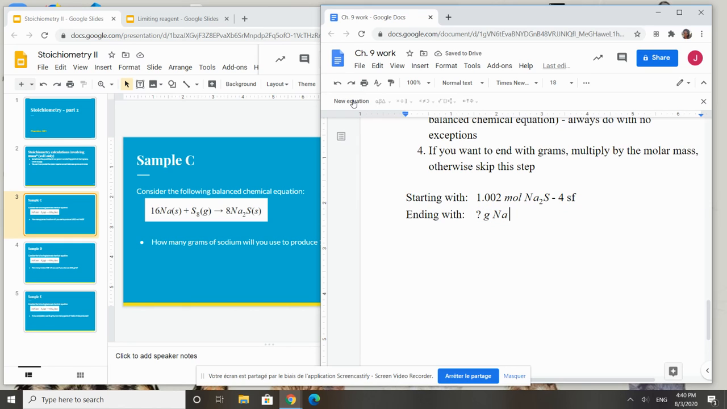Because it says we want it in grams, I'm going to go ahead and just list the molar mass of sodium here because I know I'm going to need it later. Because it's just sodium, an element, I just get it from the periodic table, 22.99. But if it were a molecule, I may have to calculate that. So first step, I take what I'm starting with, I put it over 1.